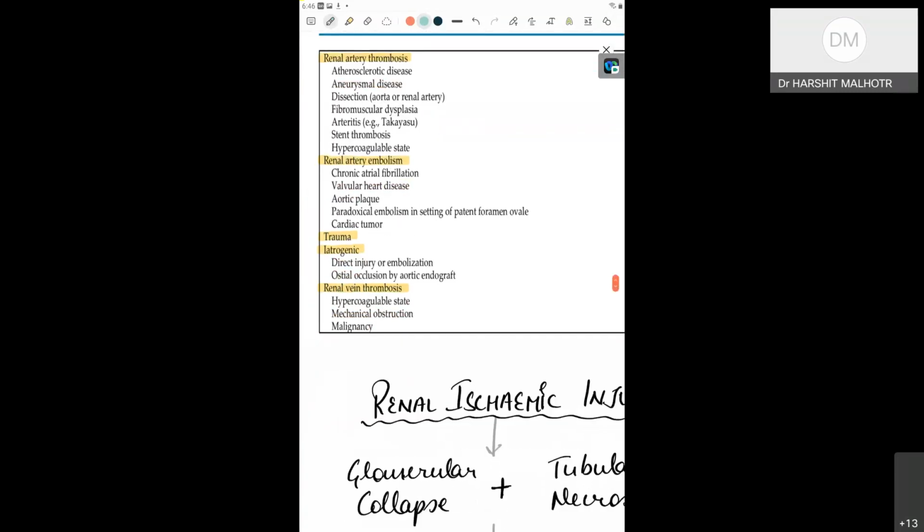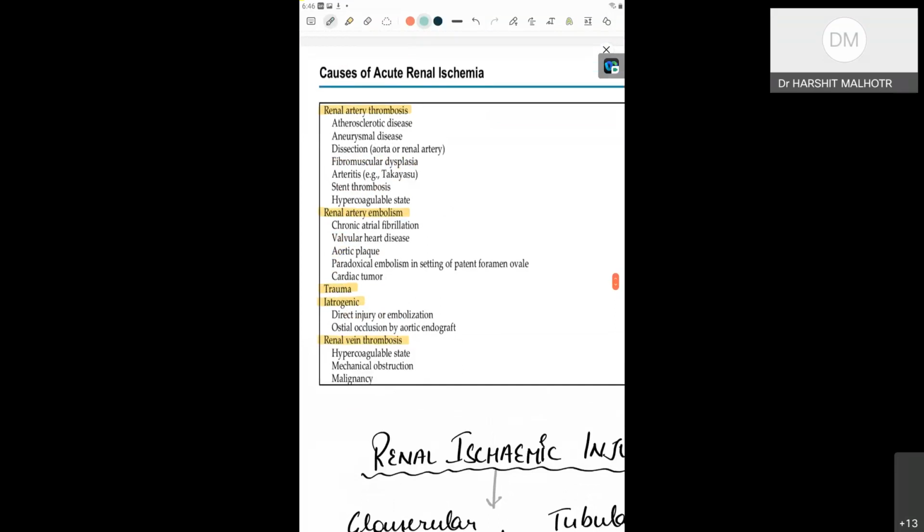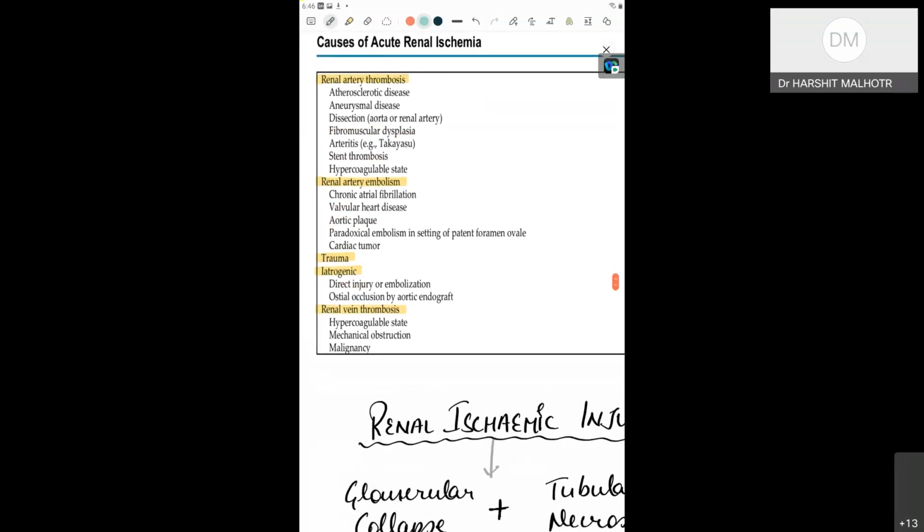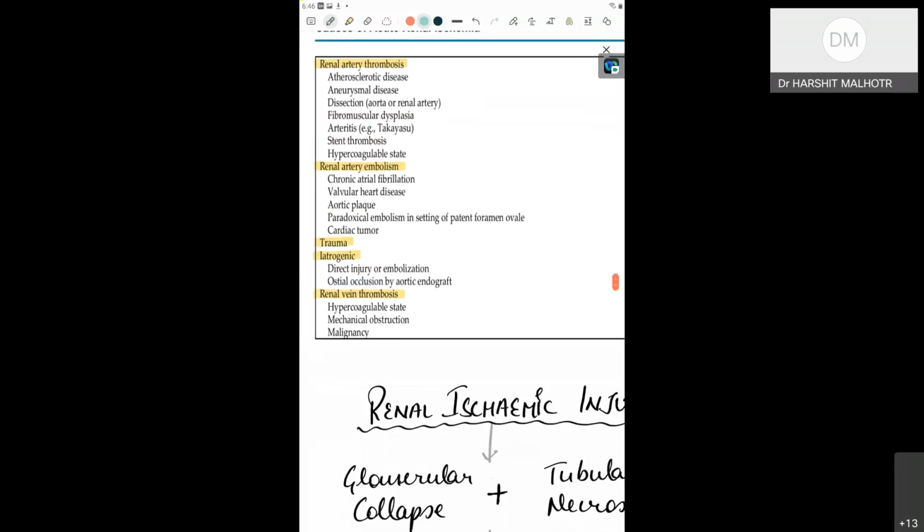Trauma per se, any trauma, can lead to renal artery ischemia. It can be a complete injury to transection of the artery, or because of the trauma, there can be a localized thrombosis. Iatrogenic injury can be either direct, or it can be an embolization which can occur from a distance when we are performing some interventions in the aorta or renal artery per se, or there can be an ostial occlusion by an aortic endograft when the renal arteries get covered when we are doing aortic endovascular repairs in cases of aneurysms or dissections.